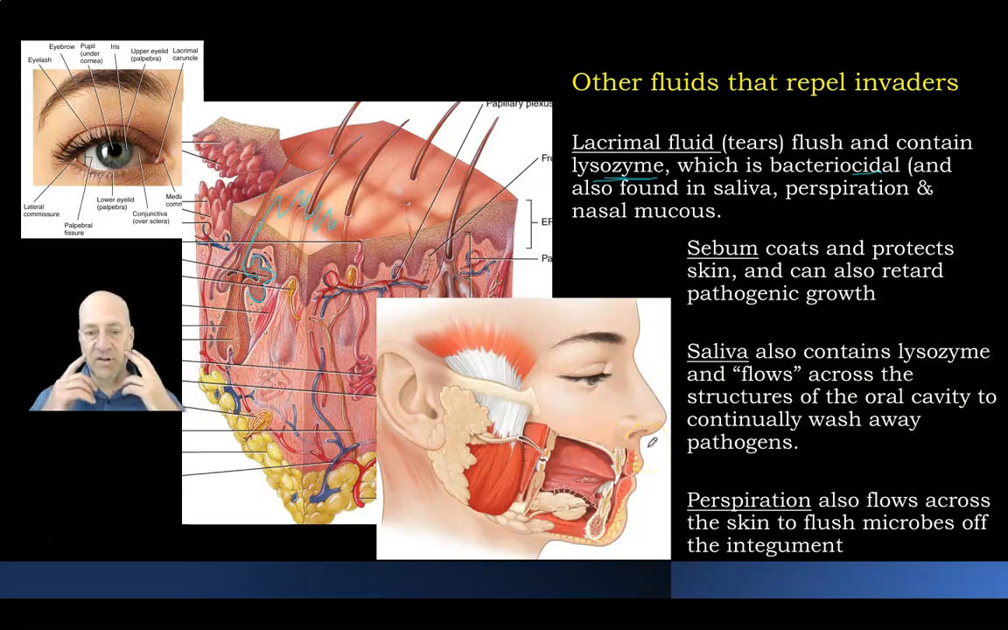Saliva, again, produced from salivary glands and flowing out across your teeth, across your tongue, across the structures of your oral cavity, washing away pathogens, not letting them set up shop. And saliva also has the lysozyme to kill some bacteria too. And then perspiration, flowing across the skin from the sweat glands, so from the eccrine or apocrine sweat glands.